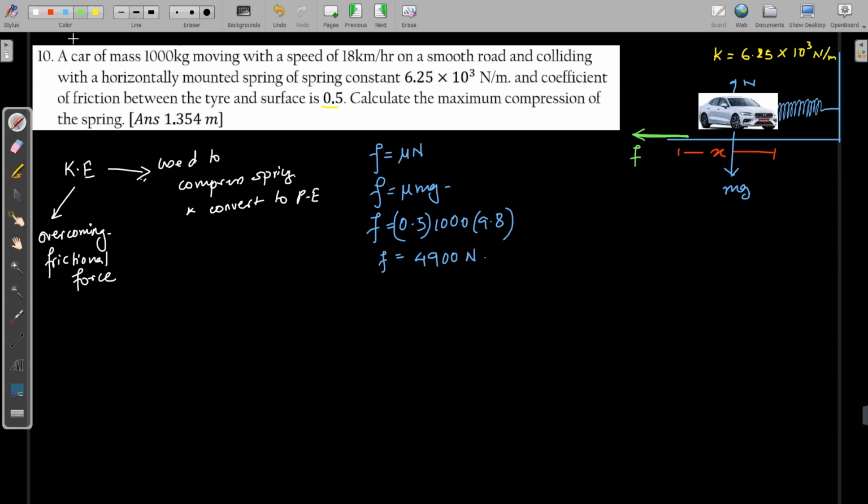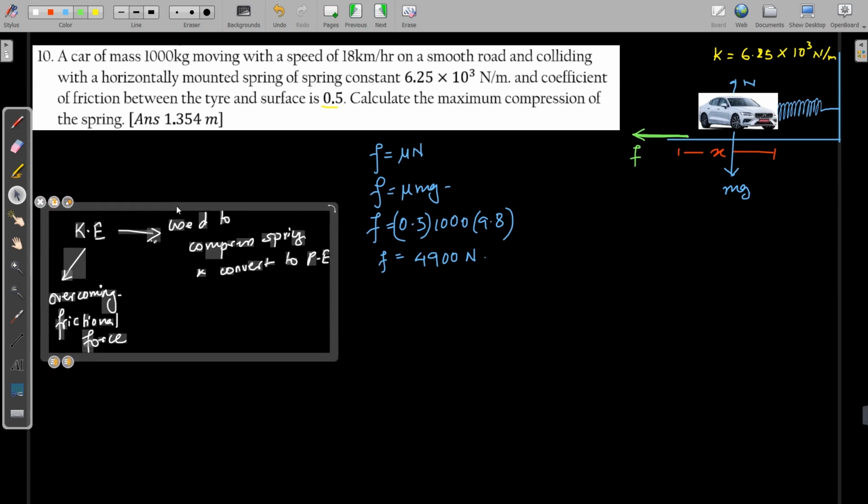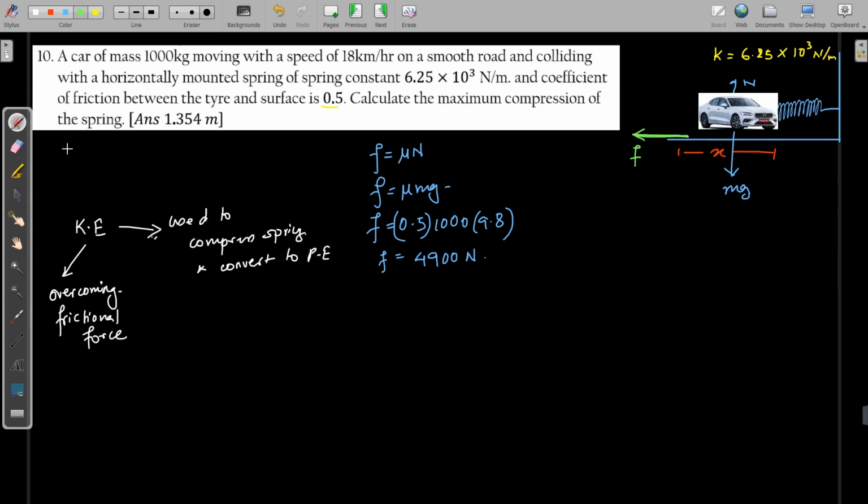So we can understand then what is the velocity given. Velocity is given as 18 kilometer per hour. That is equal to 18 into 5 by 18, that is 5 meter per second. And mass is how much?